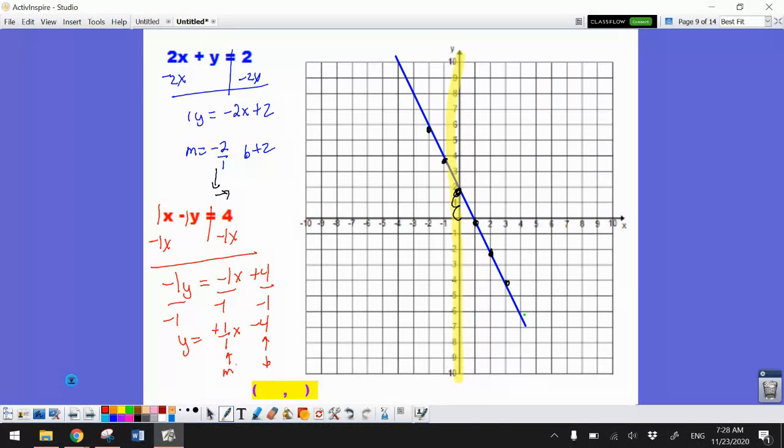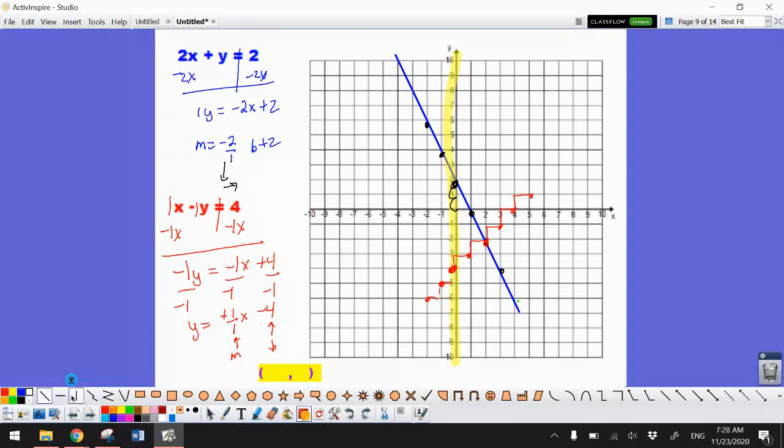So I'm starting at -4. That's down here at the bottom. Now this time I'm going to go up 1, right 1, up 1, right 1, up 1, right 1. And you can see my line crossing again right where I can see it on another point.